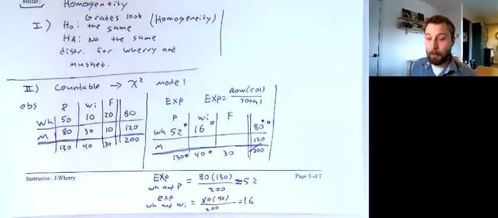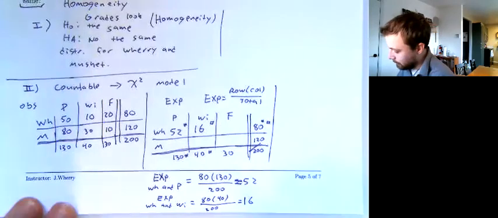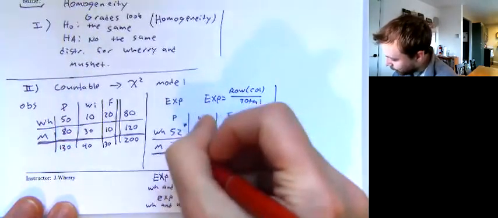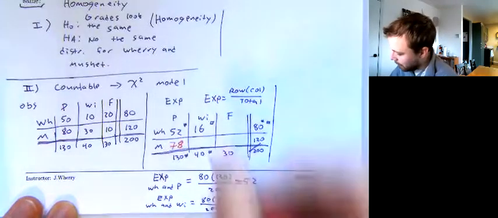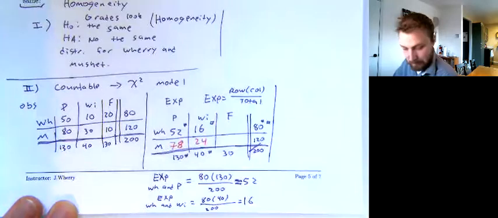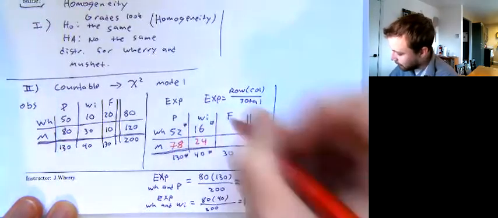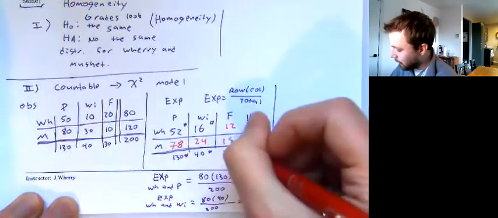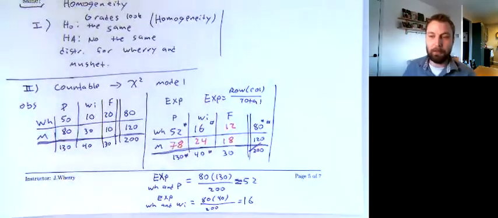I'm going to use my addition trick here. 52, and I had 78 for this value here. 16 and 24 for this value here. I am at 68, so I needed 12 more here. 12 and 18 yields 30. I have 18 in that column right there.